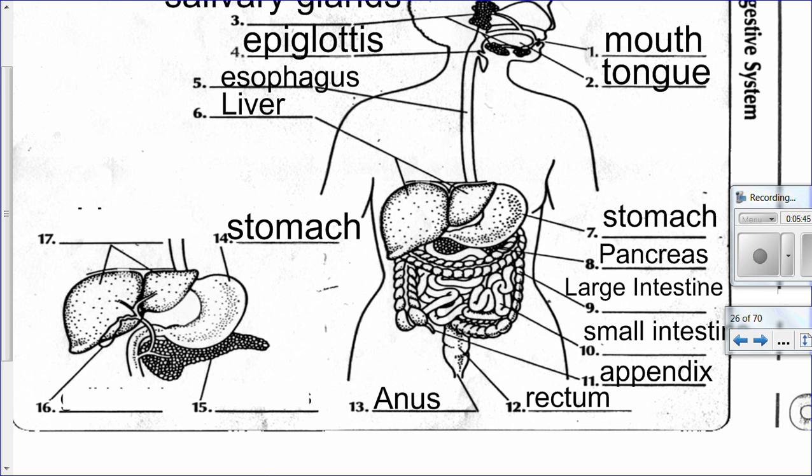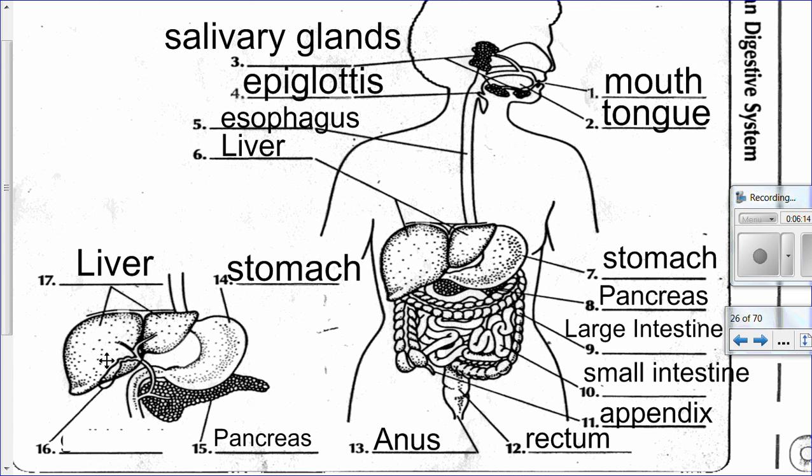And now we can see number 15. Number 15 is the pancreas. It's hidden behind the stomach, so it's quite hard to see it in the overall picture. But when we place it by itself, just a few organs there, we can get a much better view. When we get the intestines out of the way, the large and small intestines, we can see the position of the pancreas. 17 is the liver again, and number 16 is a structure that looks like a little pouch.